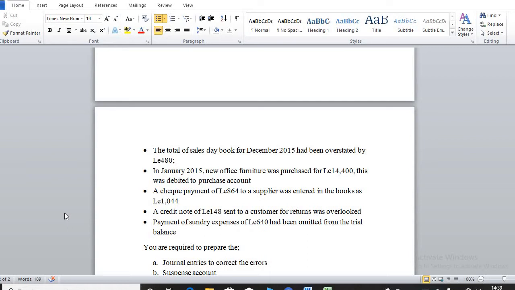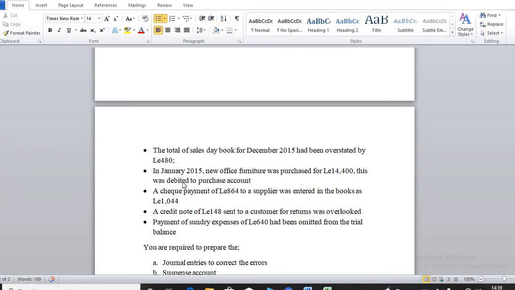Okay, so we are moving on to the third item on the question, which says that a check payment of 864 to a supplier was entered in the books as 1,044. I know this particular question is going to trick some students, but it's not difficult. The only thing you have, as I said earlier on, is that you should be able to understand the impact of the mistake committed and should be able to identify the account involved.